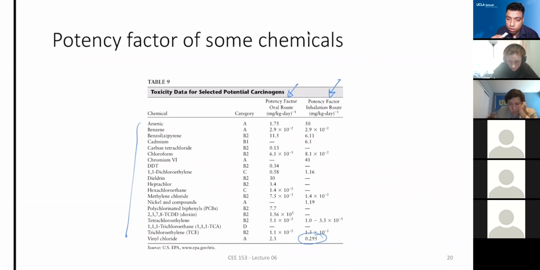Those are used to glue a lot of PVC pipe, and when you work with them, you have to use some kind of mask or put those in a very ventilated environment. So as you see, this is more toxic because it goes to the atmosphere much quicker. So the potency factor is different.